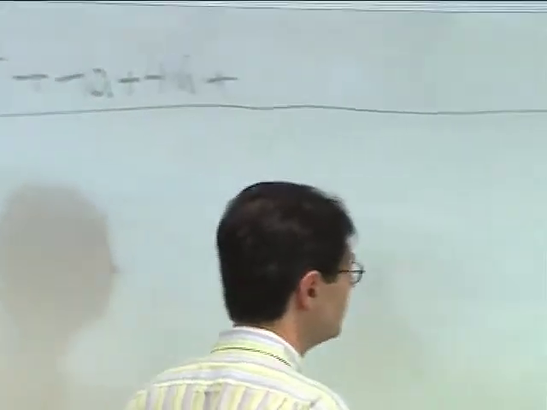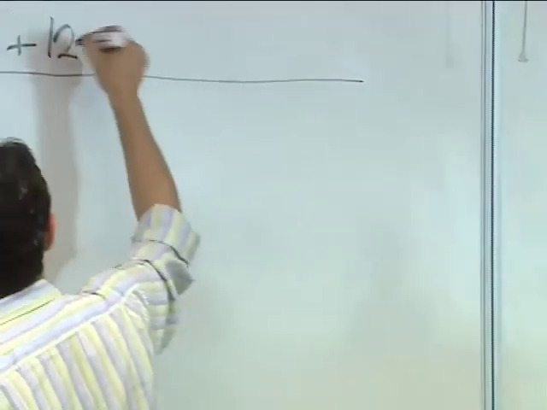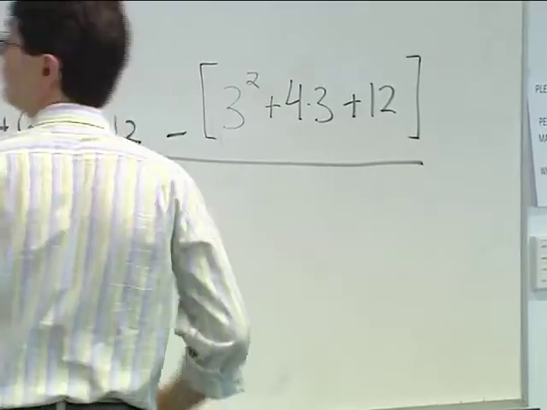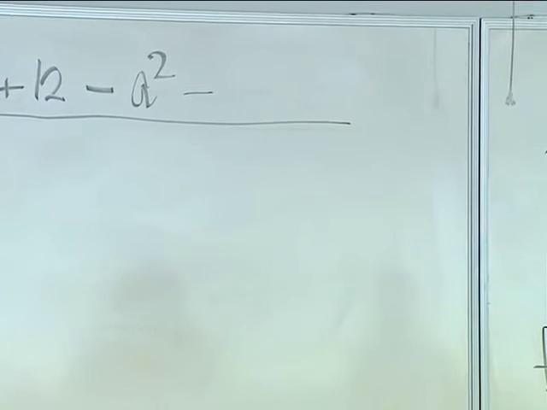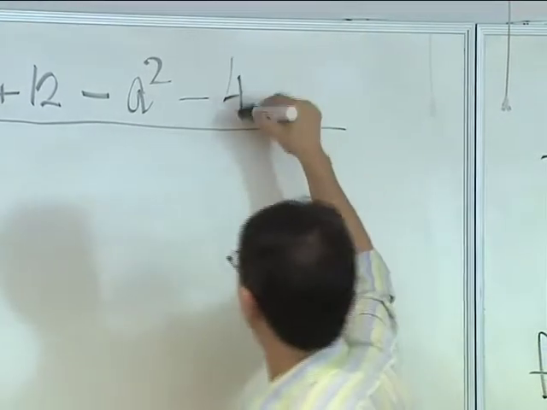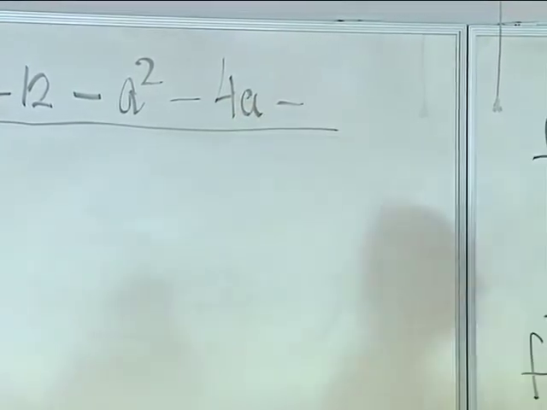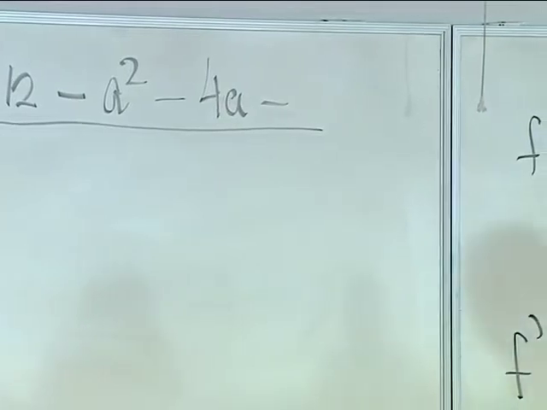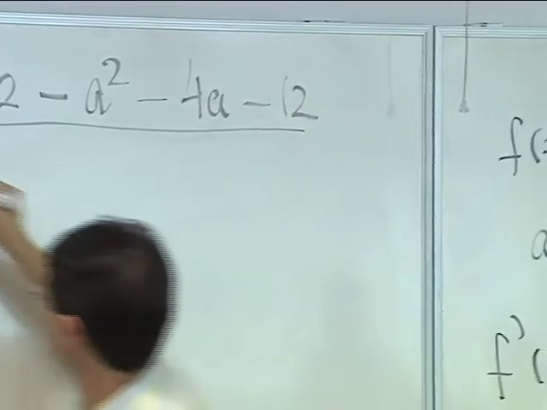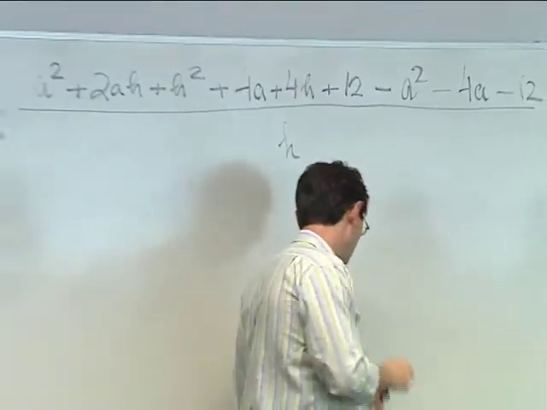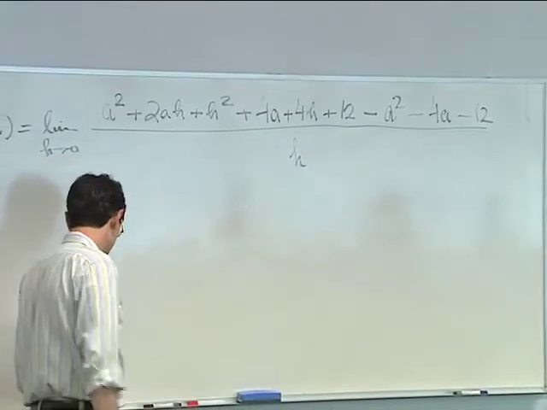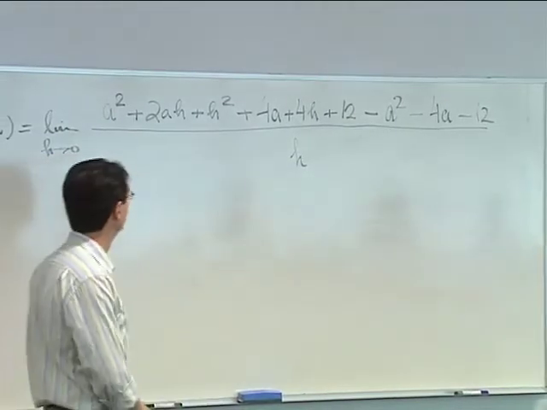plus 12 minus A squared minus 4A minus 12. All of that divided by h. Check it out. It is 0 divided by 0. I'm not going to do it. I'll let you do it.